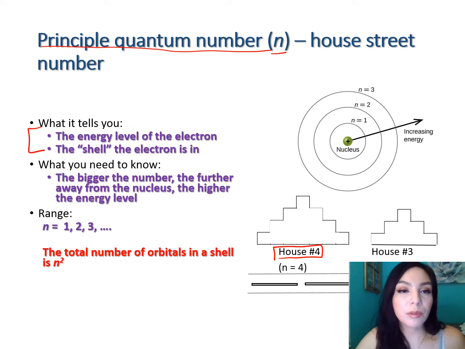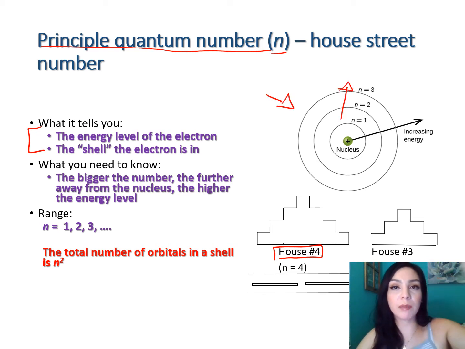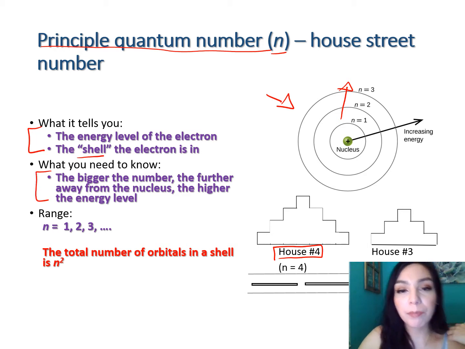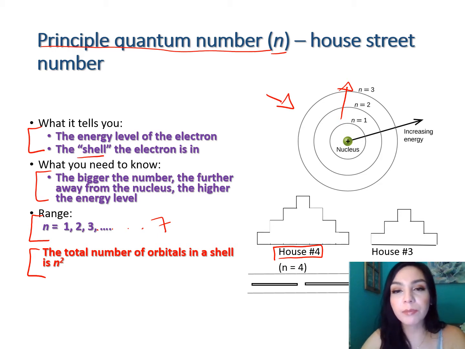What it actually tells you in real life about the electron is the energy level of the electron. So you can see here as n increases, our shell is getting bigger and bigger, and that's another name that we call this number, a shell. What you need to know about it is that the bigger the number, the further away from the nucleus, the higher the energy level. Our range begins at 1, and theoretically it can go on till infinity, but we stop around 7 for our periodic table, the atoms that we have. And you can calculate the total number of orbitals in a certain shell by just squaring the n value.